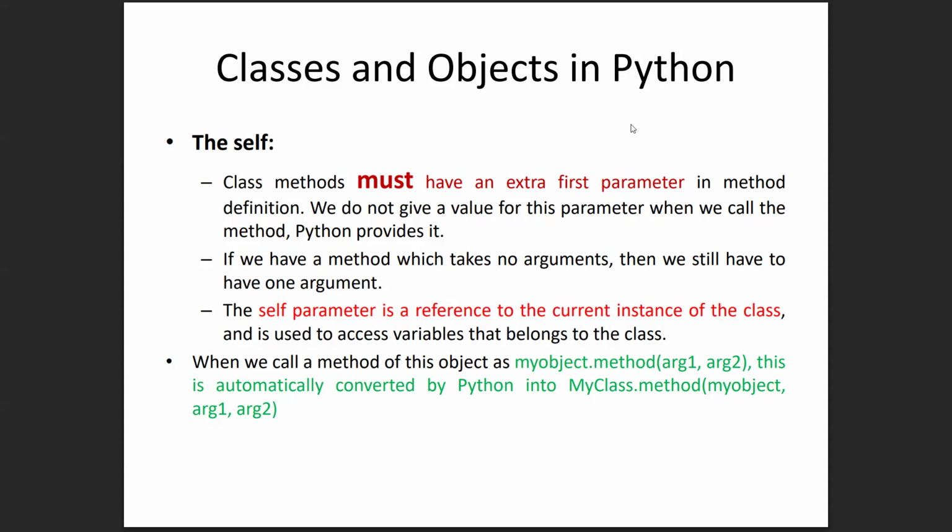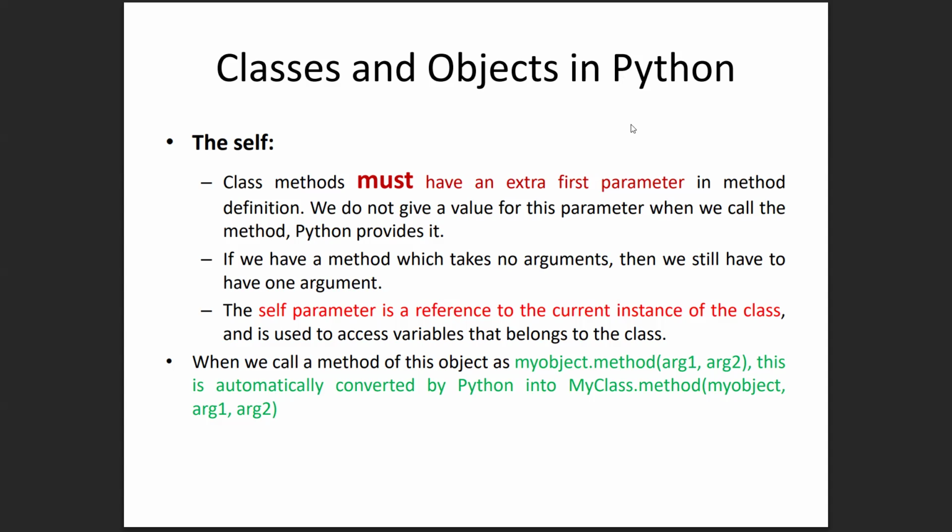So this self parameter should be given as an extra first parameter, and we should not give any value for this parameter when we call the method. Whenever we call the method, we should not give any value to this self parameter because Python provides it. We need not provide any value for self. By default, Python will provide it.